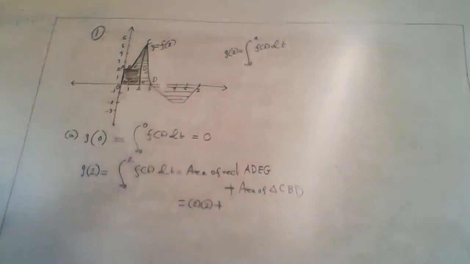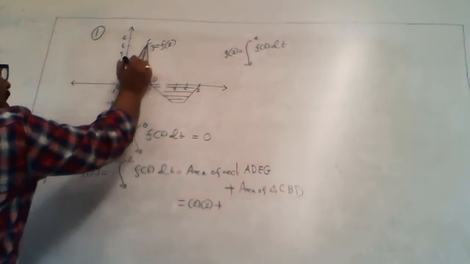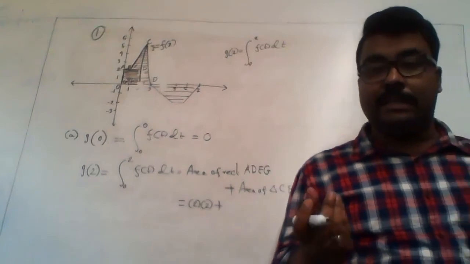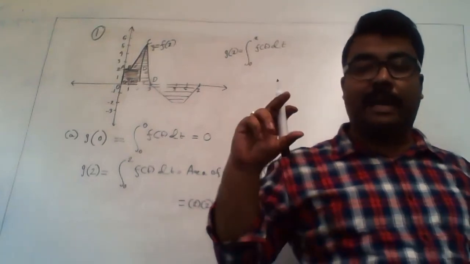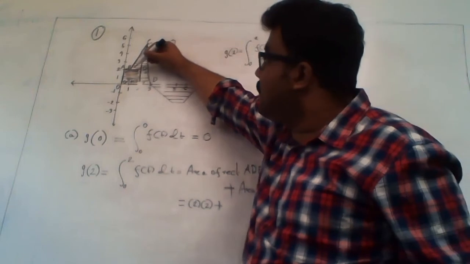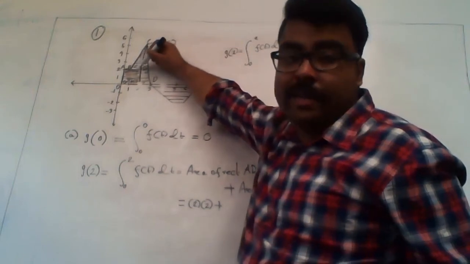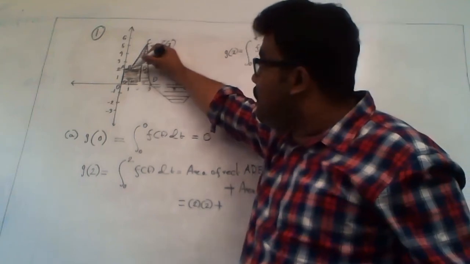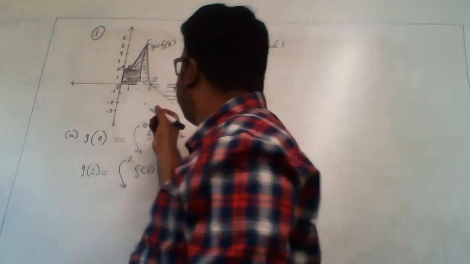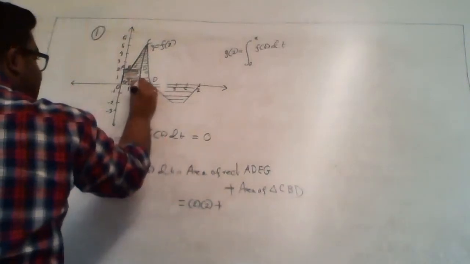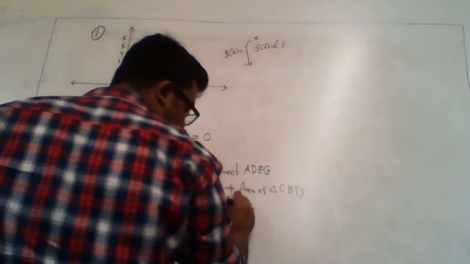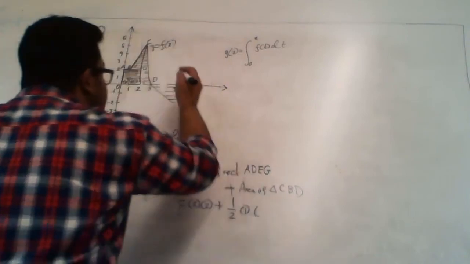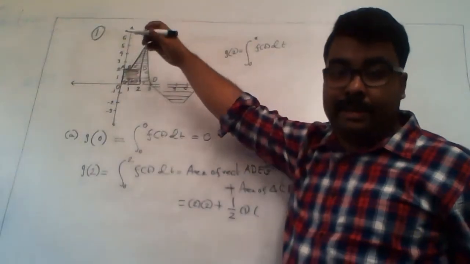Now the area of this triangle, so you know that the area of a triangle is half times its base times its height. So what is the base? This is the base of this triangle, and this is the height of this triangle, right? Now what is the base of this triangle? It's 1 and it's 2. So its base is 1. So half times its base is 1 and its height. What is its height? Look at clearly.